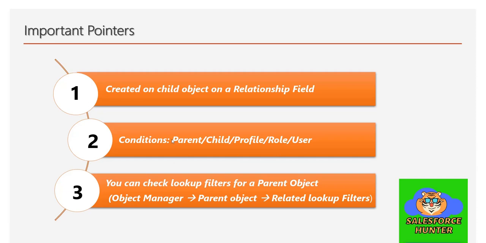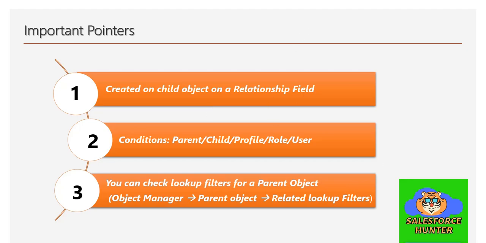We will look at this in a while. Let's just look into the last point before we move to our org. The last point says you can check lookup filters for a parent object. What that means is, suppose the parent has many children, and each child has lookup filters. You could check the list of all the lookup filters for that parent. For that, go to the object manager and then to the parent object, and then on the sidebar you will see an item named related lookup filters. Just click on that and you will have a list of all the lookup filters on that parent. We will see that in our org. So now let's move to our org and see it live, how we design it and how it works.